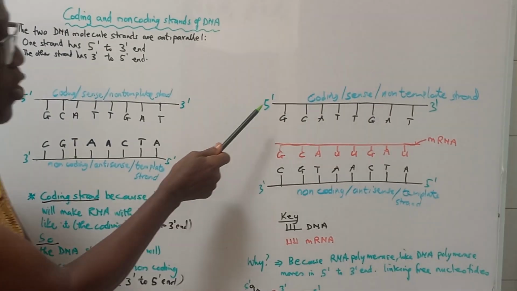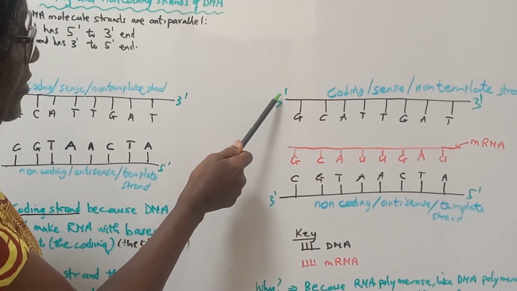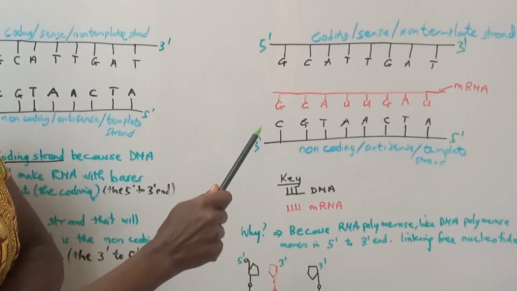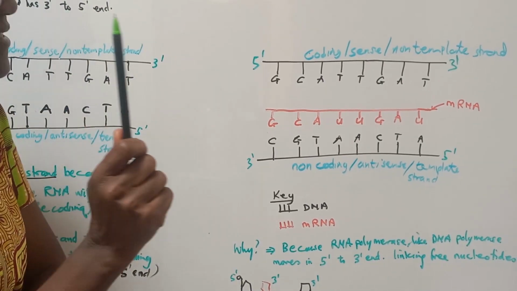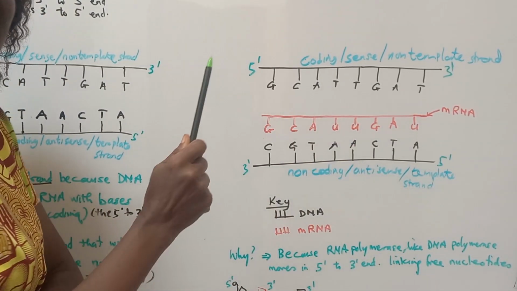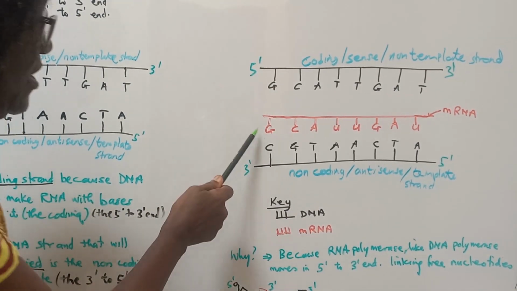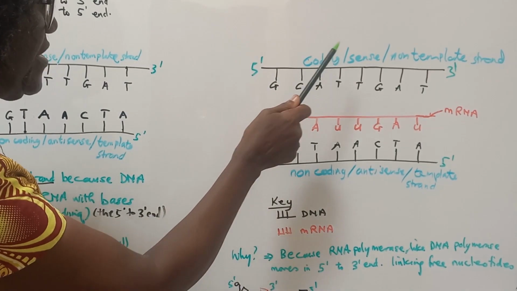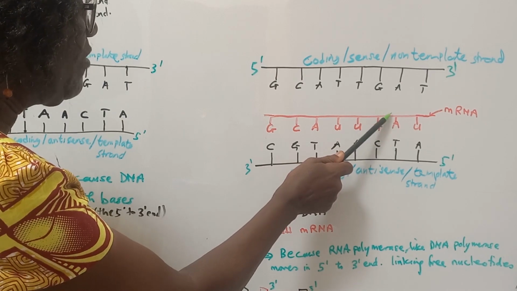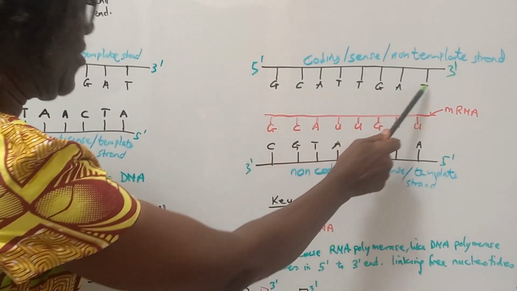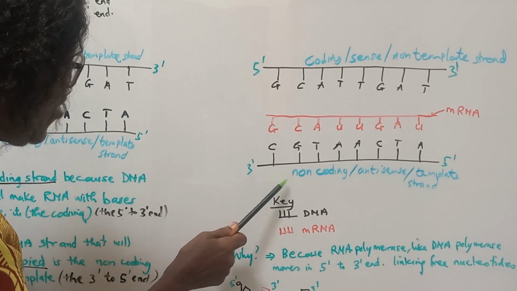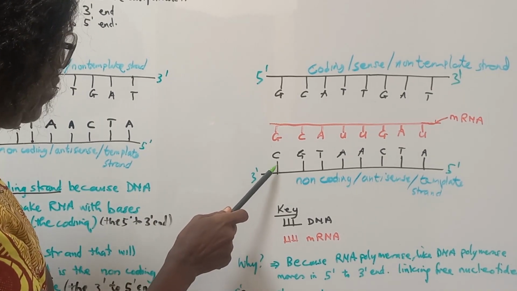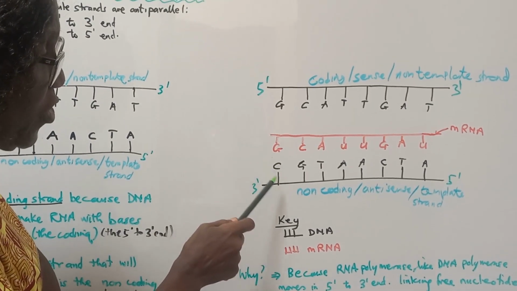Here we have the coding or sense strand, that is the strand that goes from 5' to 3'. That is the coding strand. RNA polymerase is the enzyme that forms the messenger RNA. It links free nucleotides to form the messenger RNA. And note that the coding or sense strand, the RNA that will be formed, should carry the code of this one. So the non-coding serves as a template. Now, the RNA forms a complementary strand of the non-coding.